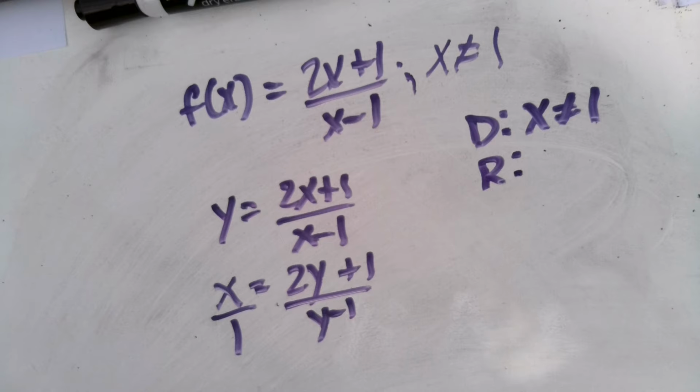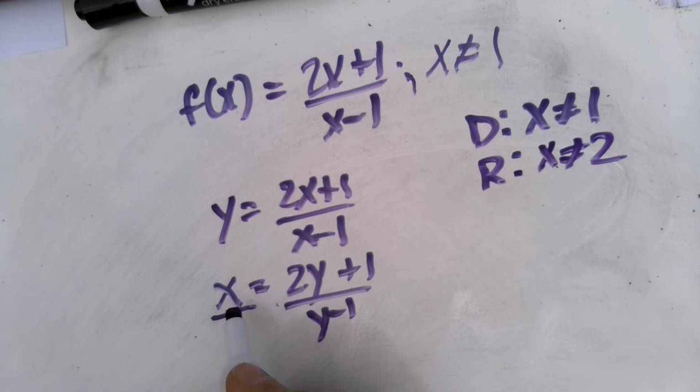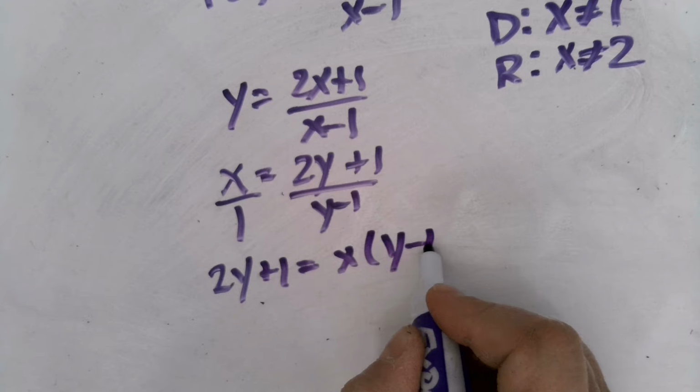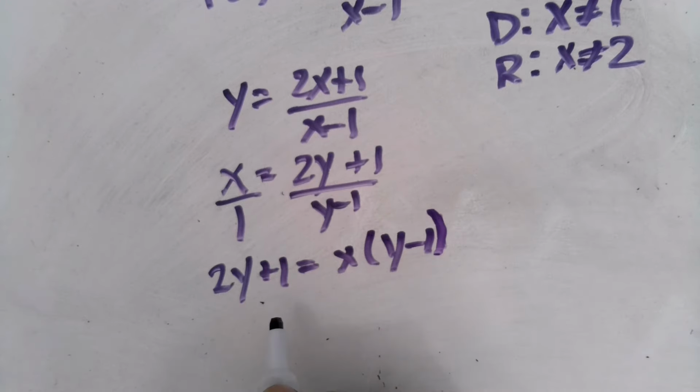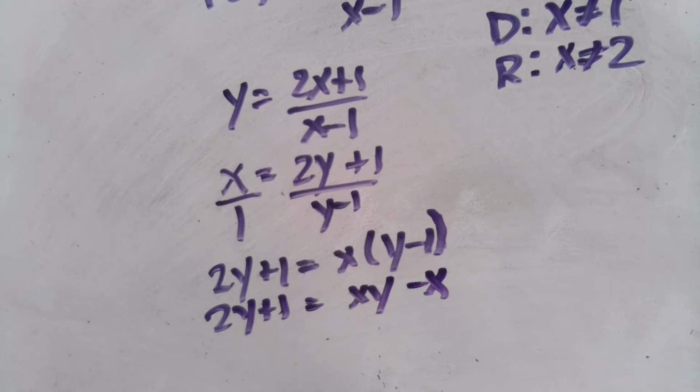So now we have two fractions. So to solve for y, we're actually going to cross multiply. Okay? So to cross multiply, we're going to take 1 times this, so 2y plus 1 equals x times y minus 1. So the first thing you need to do is distribute that x, xy minus x. Okay, so we cross multiply.